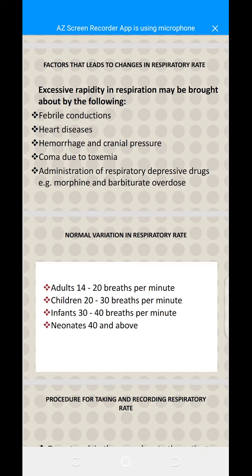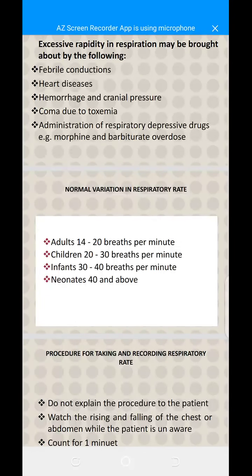Then we also have administration of respiratory depressive drugs. There are some drugs that, when administered to a patient, the respiration of that patient might change. Common examples of these drugs include morphine and barbiturate overdose.